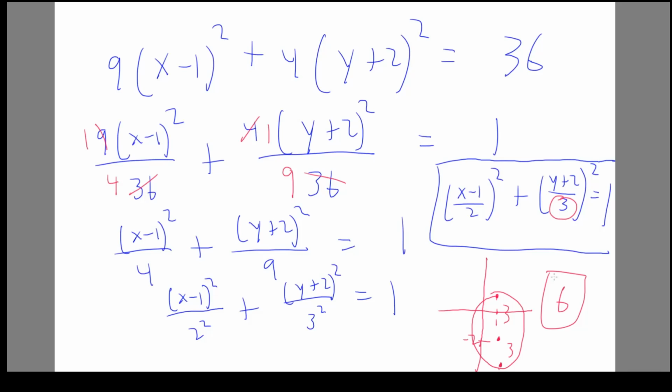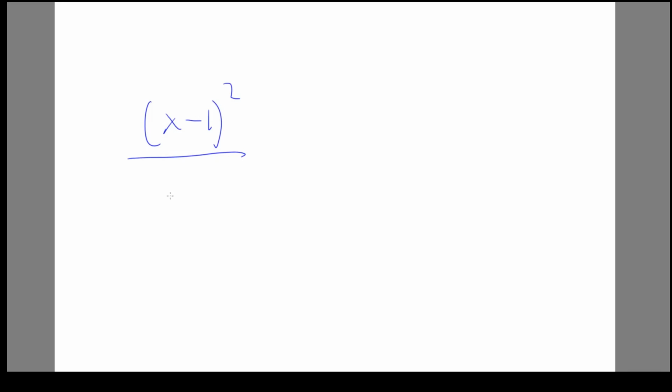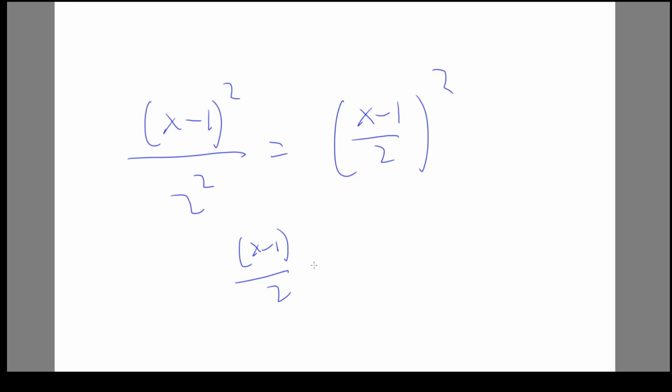And I just want to go over what I did over here, like (x minus 1) squared over 2 squared, and how I got that to this. So I had in the beginning (x minus 1) squared over 2 squared, and that's the same thing as (x minus 1) over 2, squared. Because if you think about it, (x minus 1) over 2, squared, is the same as (x minus 1) over 2 times (x minus 1) over 2. And if you multiply this together, you would get (x minus 1) squared over 2 squared. So that's why we know that these two things are the same.